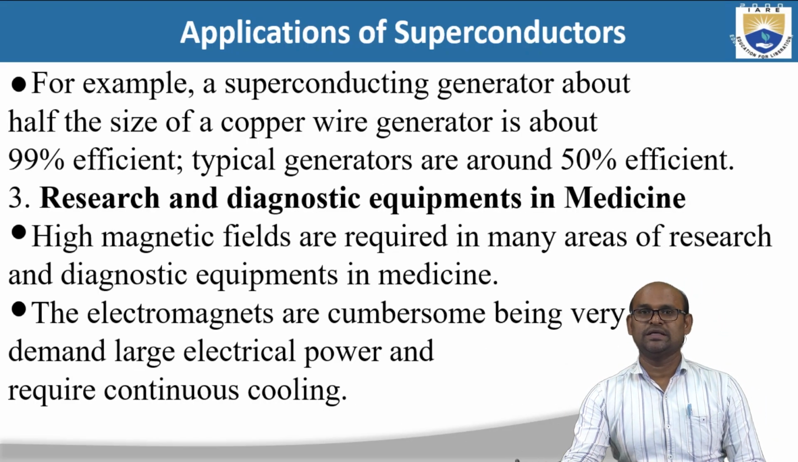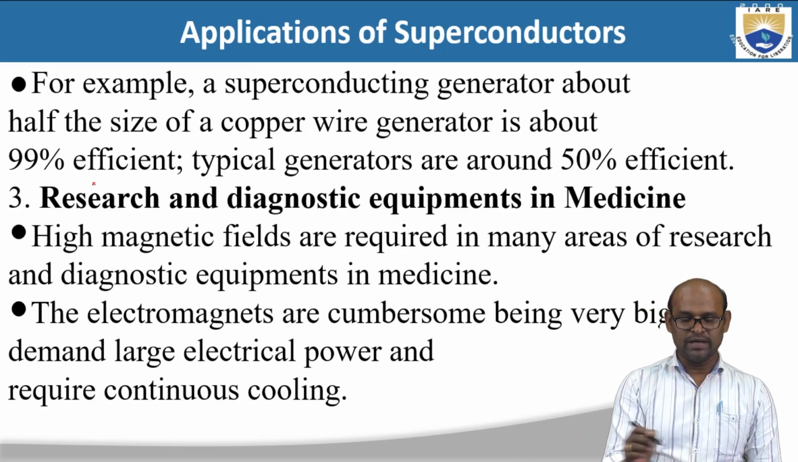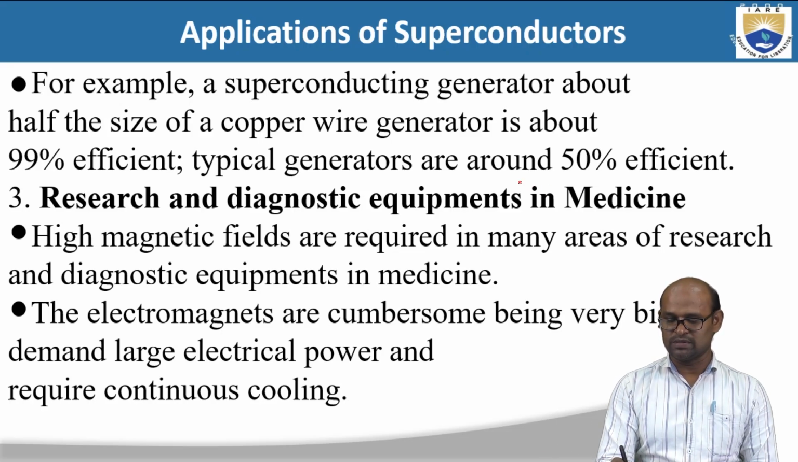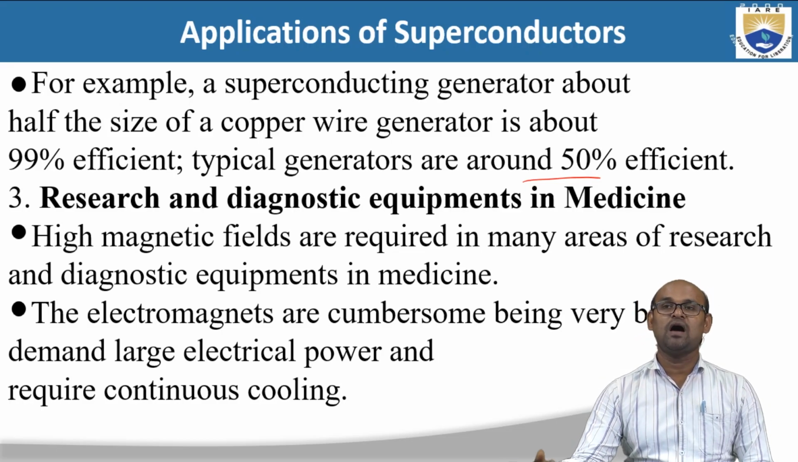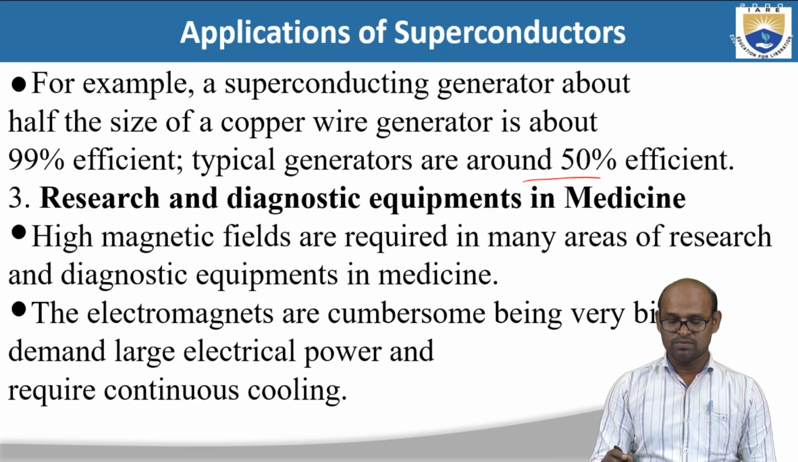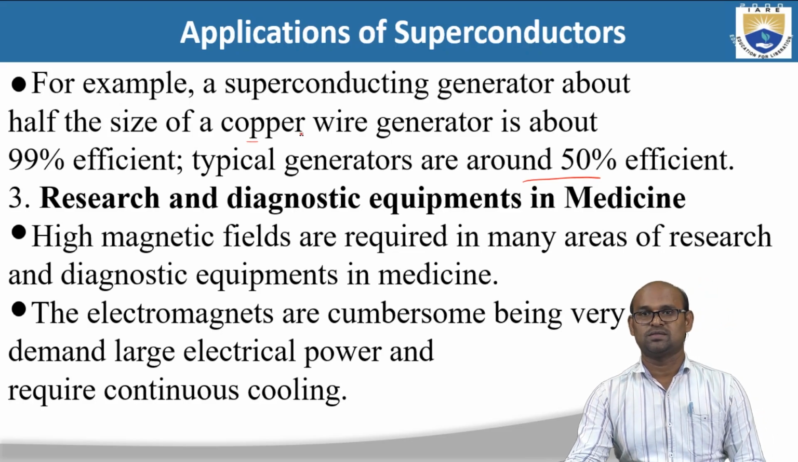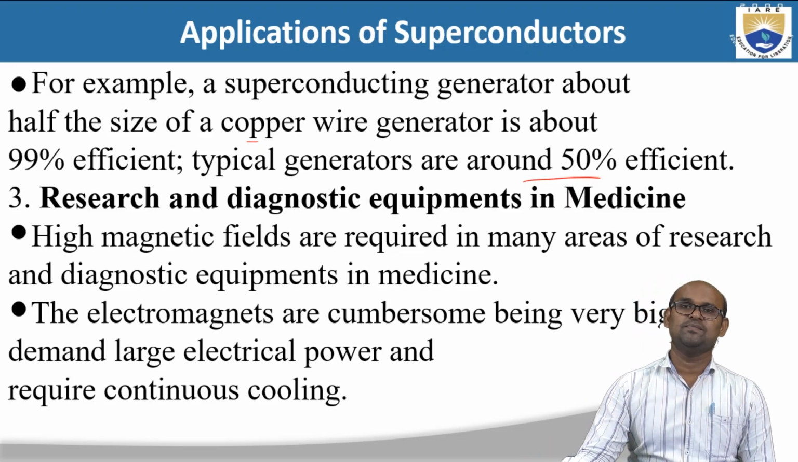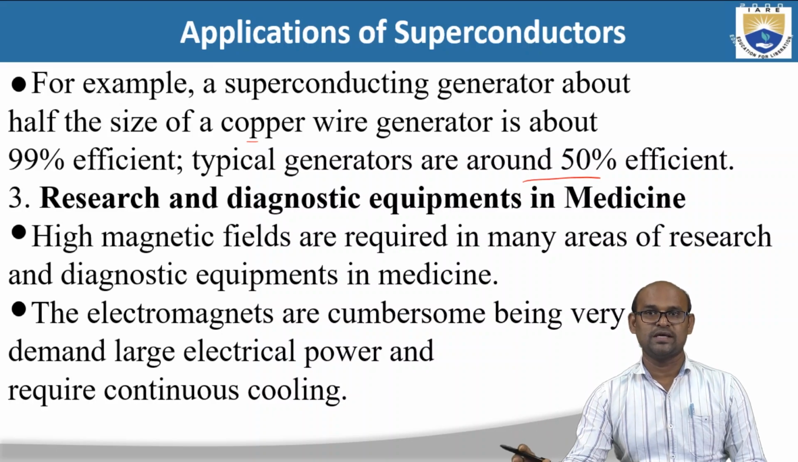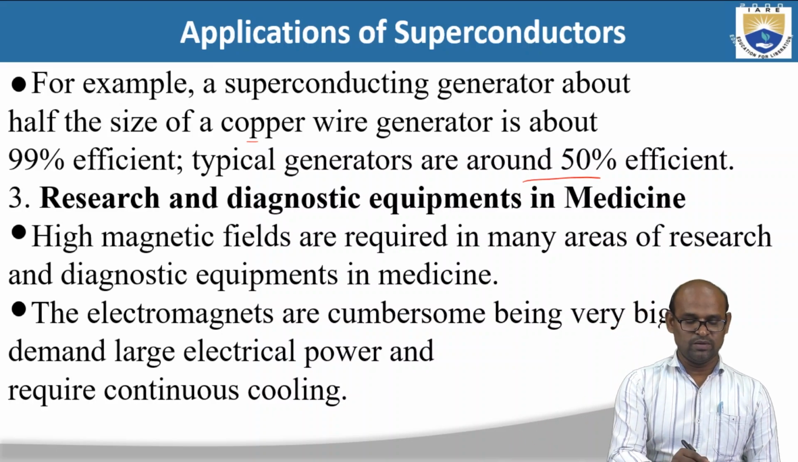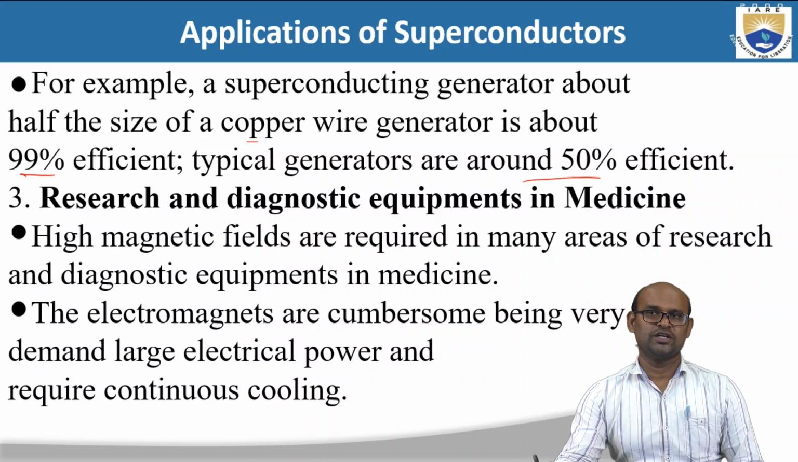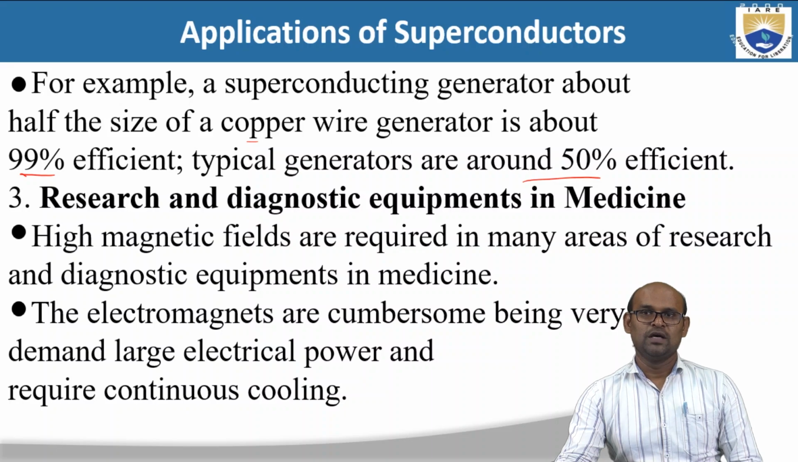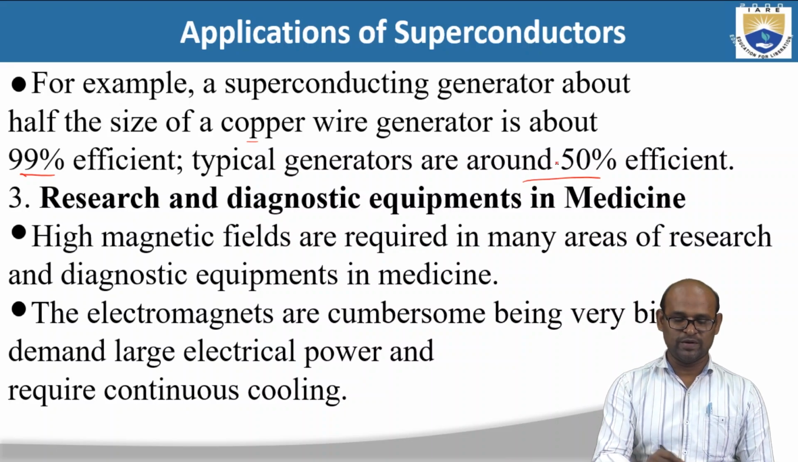For example, a superconducting generator about half the size of a copper wire generator is about 99% efficient. Typical generators would be around 50% efficient. So if we use a superconducting material in manufacturing a generator, the size will be half that of a generator made with copper wires, and even so, the efficiency will be around 99%. The size is reduced by half, and the efficiency is almost doubled, from about 50% to 99%.